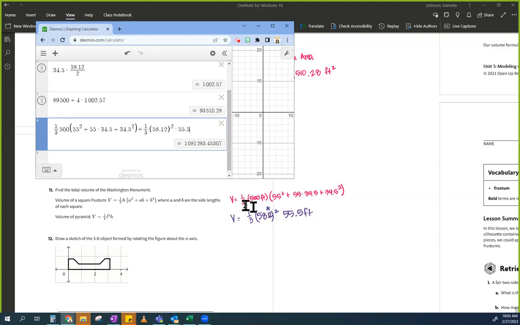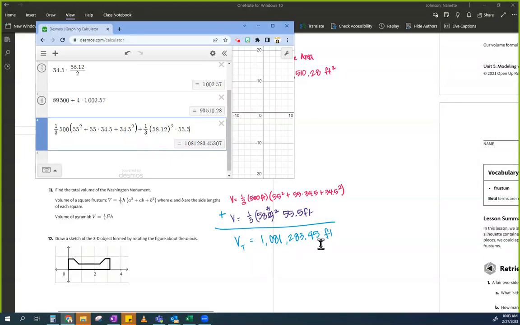So my total answer is, oh my gosh, let's count. 1,000,000 81,283.45 blah, blah, blah feet squared. So I'm going to add that together on my thing down here. I'm just going to do it like this, like a big O adding. And so my answer is the volume total equals 1,081,283. I'm going to cut it off at 45 feet cubed.